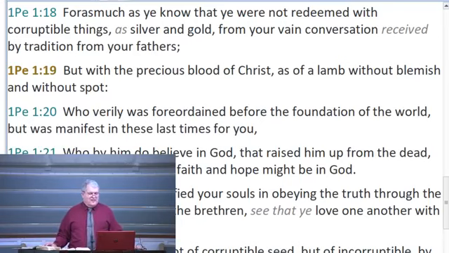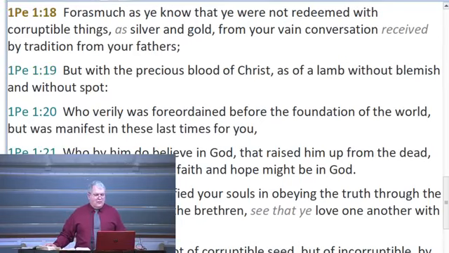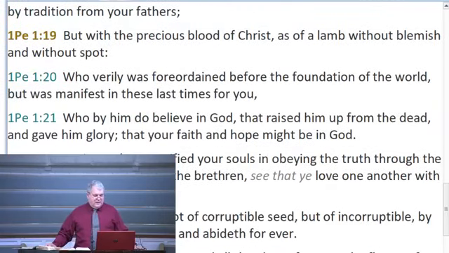And 1 Peter 1:18 says, you know that you were not set free, released with corruptible things. You're bought and set free. Not with corruptible things as silver and gold from your feigned conversation received by tradition from your fathers. You're redeemed, verse 19 says, with the precious blood of Christ, as of a lamb without blemish and without spot.